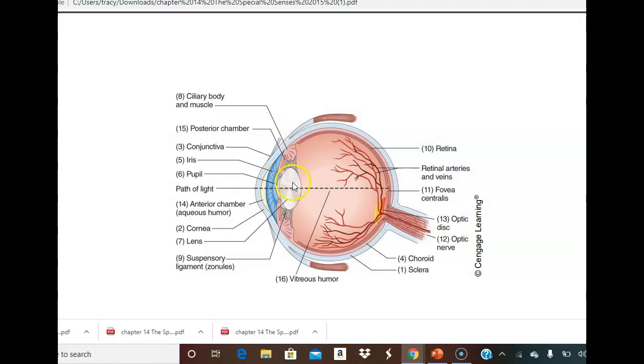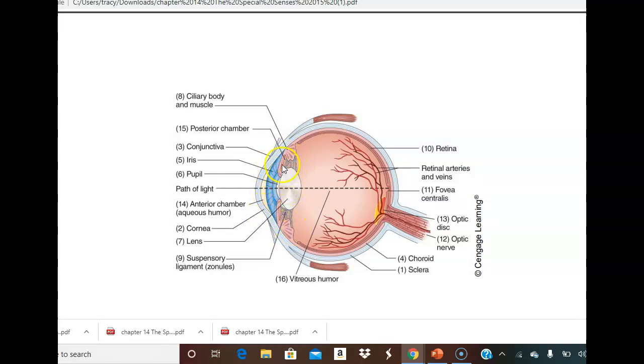And once again, these suspensory ligaments can relax or contract and allow this area to stay kind of roundish, or it could flatten it out. Okay, and once again, this works in conjunction with the cornea and the other fluids to help refract and bend light so that it's focused on the eye. Okay, in this area here, you can see it's called number 15 here, the posterior chamber. So we have an anterior chamber here. Then we have a posterior chamber here that actually bathes this area with fluid as well.